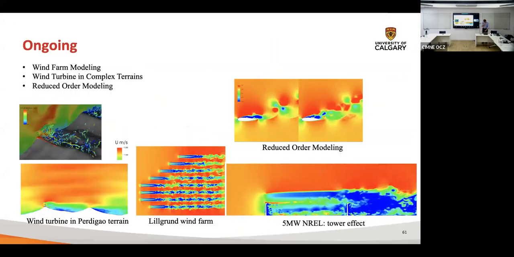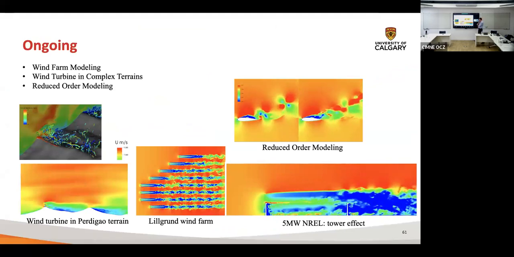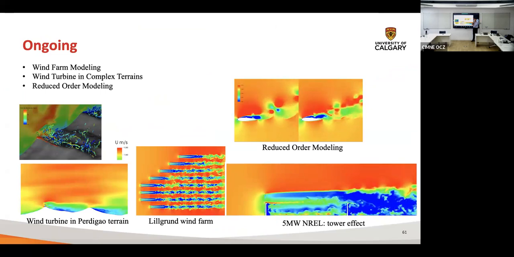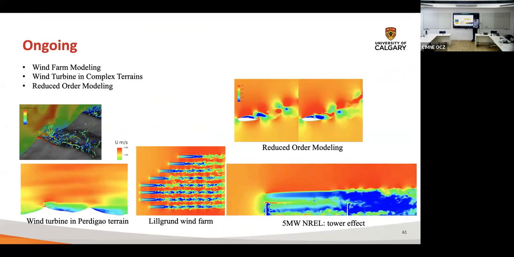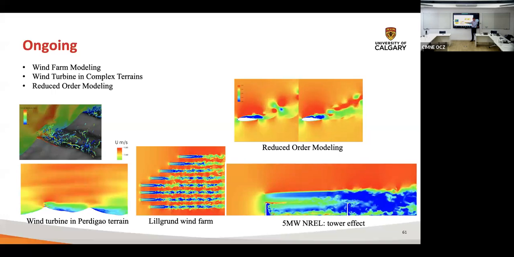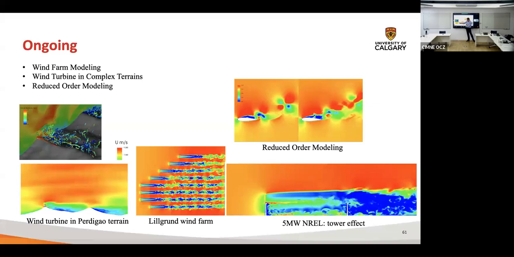Now on the wind energy side, we're extending the formulations to deal with the whole wind farm. So this is the most recent work. It's still kind of in progress. It's about 50 turbines. So we are modeling with ALM the whole Lillgrund wind farm, and we're looking into an optimal wake control. We're also looking into the wind turbine in the complex terrain.